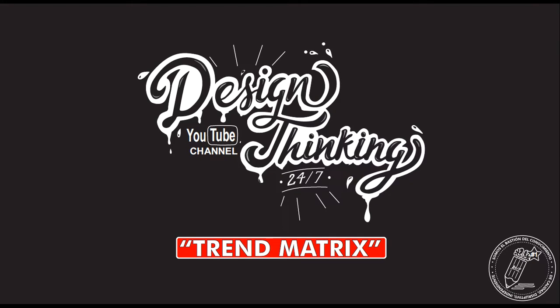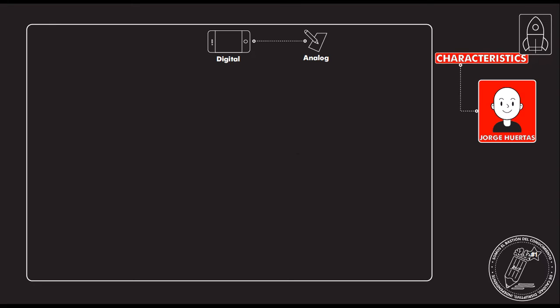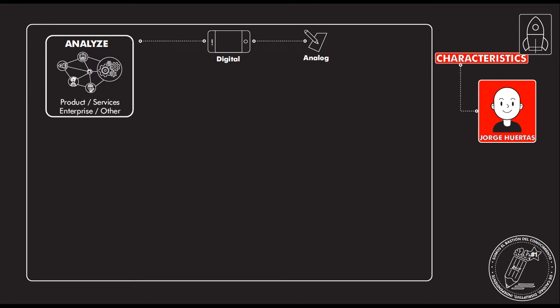Okay, so the trend matrix or the trend map is a tool that is very interesting. It will allow you to understand many different kinds of stuff. So the first thing, you can do it analog or you can do it digital, depends really on you, so you can choose. And then you basically can analyze four things: a specific product, a specific service, our enterprise, or something in between. It's really up to you.